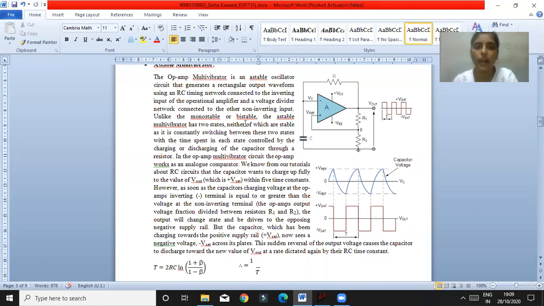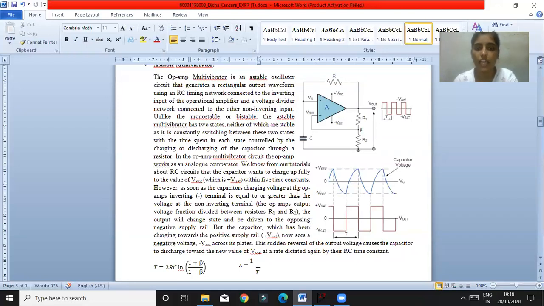Unlike the monostable or bistable, the astable multivibrator has two states, neither of which is stable, as it is continuously switching between these two states, with the time spent in each state controlled by the charging or discharging of the capacitor through a resistor. In the multivibrator circuit, the op-amp works as an analog comparator. In the RC circuit, the capacitor wants to charge up fully to the value of Vout, which is plus Vsat, within 5 time constants.